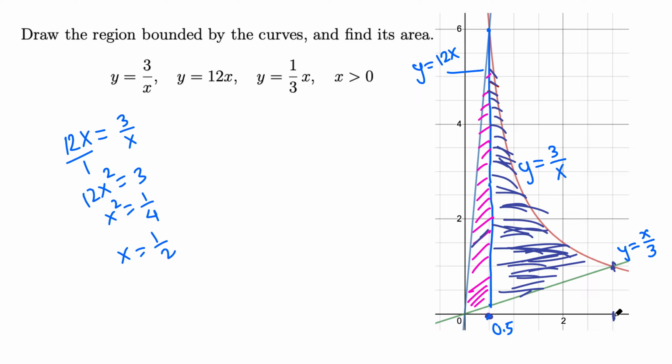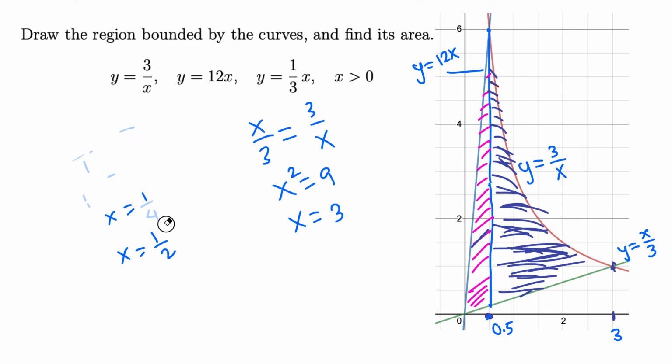Okay, now we need to know this one as well. So this is the point of intersection of x over 3 and 3 over x. Cross multiply, x squared equals 9, plus minus 3, but positive, so 3. Okay, so from 0 to 0.5, upper curve minus lower curve. From 0.5 to 3, upper curve minus lower curve. So this is how we find the area bounded by these three curves.